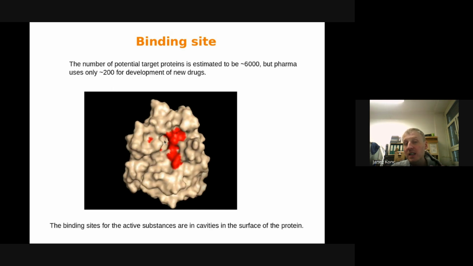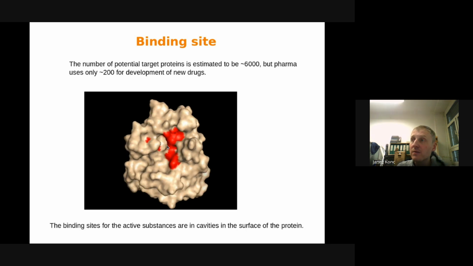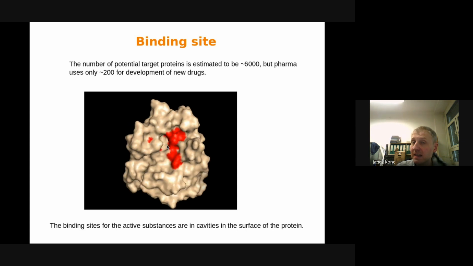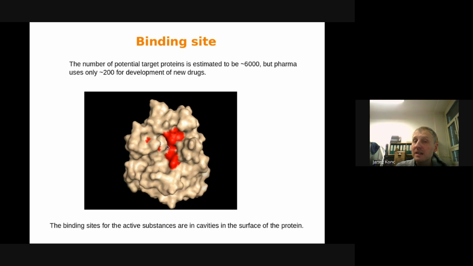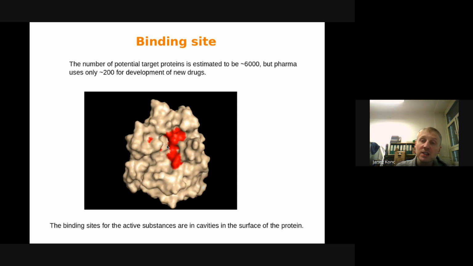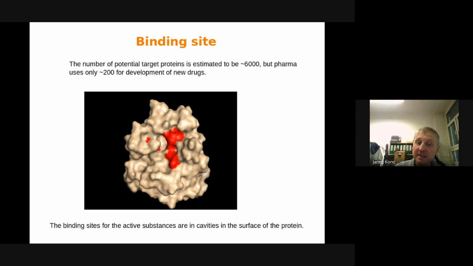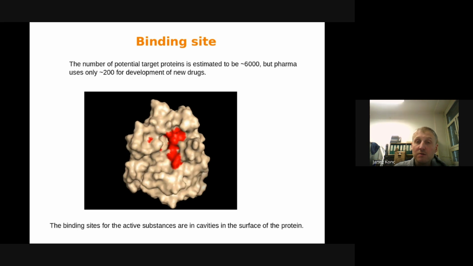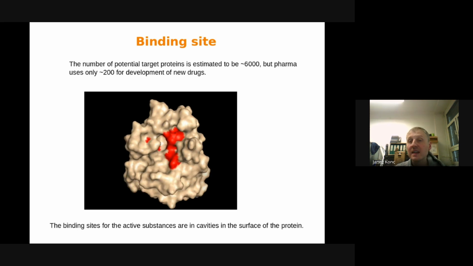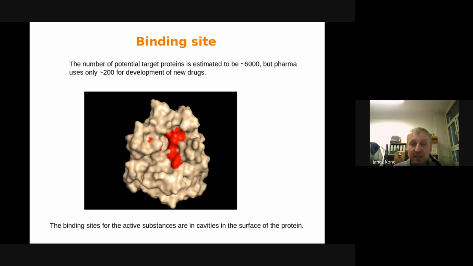Where there is actually a binding site, and this red is the conservation. These binding sites are usually highly conserved regions on protein surfaces. So even though we have discovered many binding sites, the pharma industry is using just a fraction of the possibilities right now. So we have to find new binding sites. We have to better define binding sites.